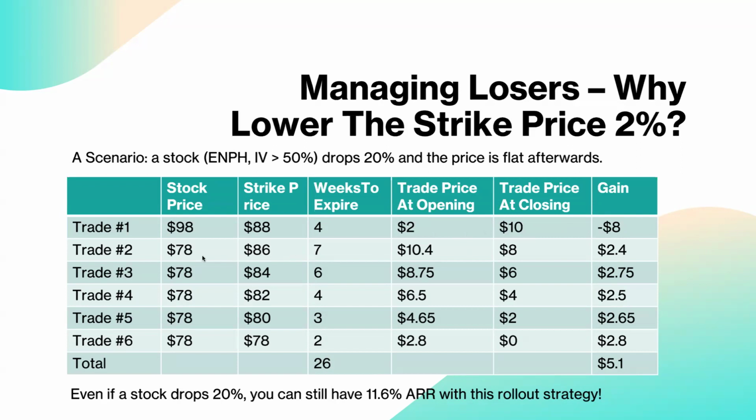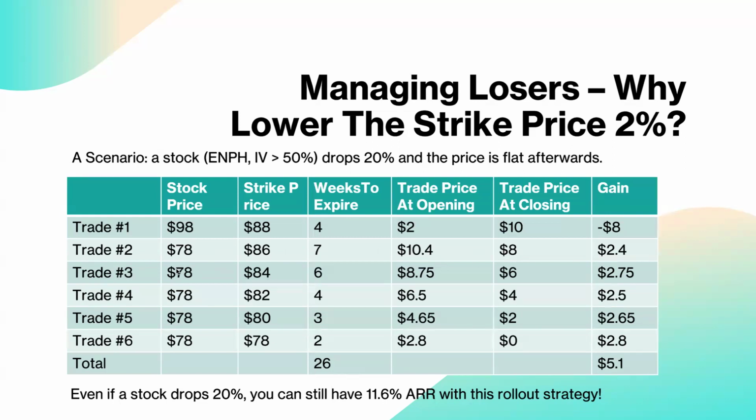We open trade number 2, which is a strike price 86. And the trade price should be larger than $10.30. So we find the closest expiration date to make this possible, which is 7 weeks. At the end of 7 weeks, the stock price is still $78. So at this point, our trade price now is only $8. Because the strike price is $2 lower, so we gain 2.4 from the second trade.